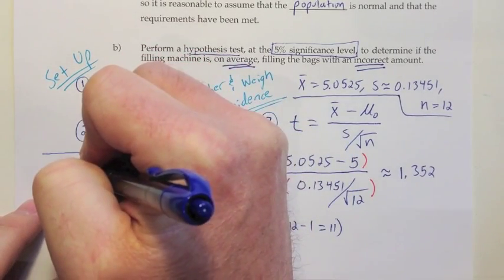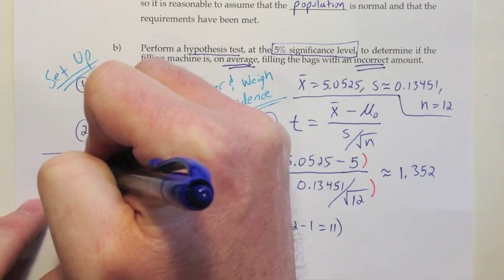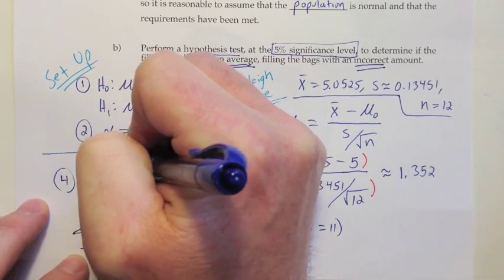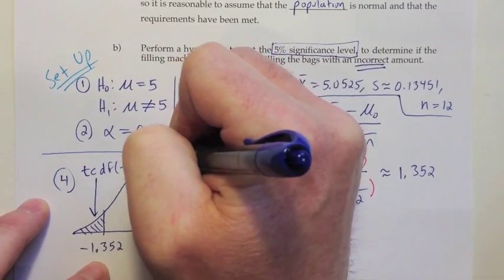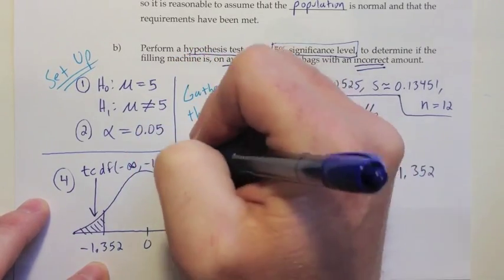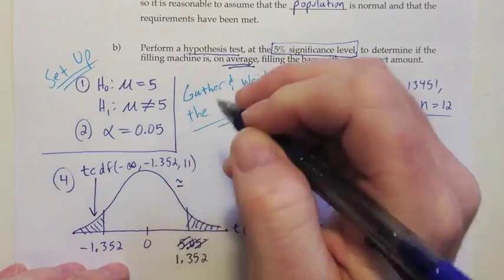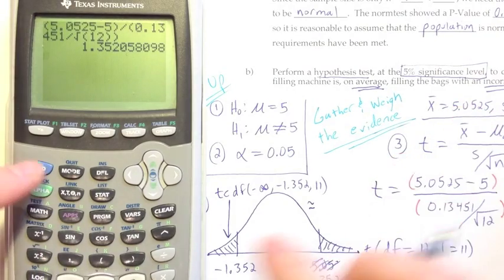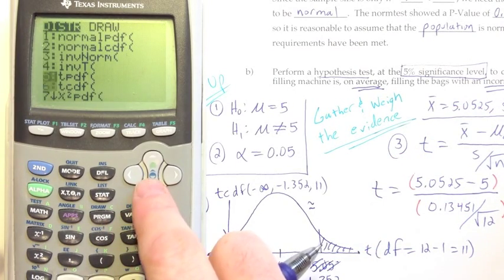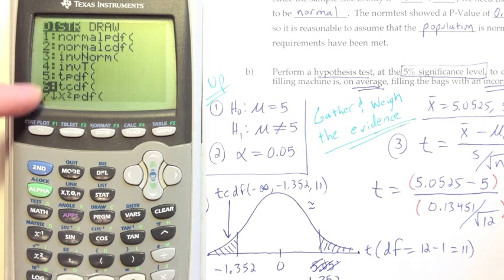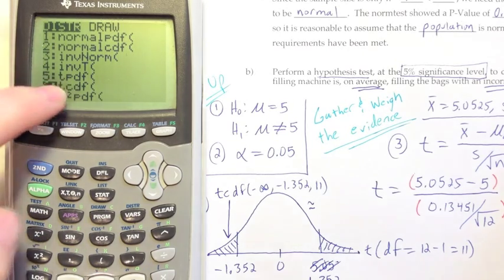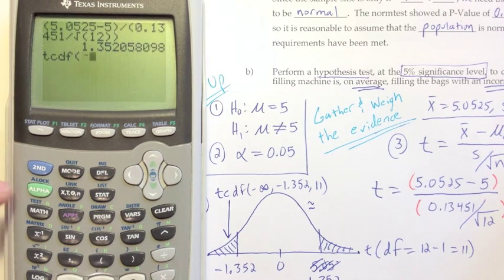So in this case, the p-value, or at least the area on the left side, would be tcdf, and then I'd go from negative infinity to negative 1.352 with 11 degrees of freedom. And you could do the area of either side because of the symmetry, they'll both be the same, so it doesn't matter too much which one you do. But I'll go ahead and enter that one into the calculator. So into the distribution menu, down to tcdf, that could be 5 or 6 on your calculator, just pay attention to not the numbers but the words. We want tcdf from negative infinity to negative 1.352 with 11 degrees of freedom.